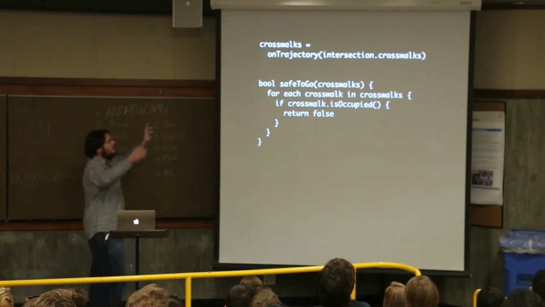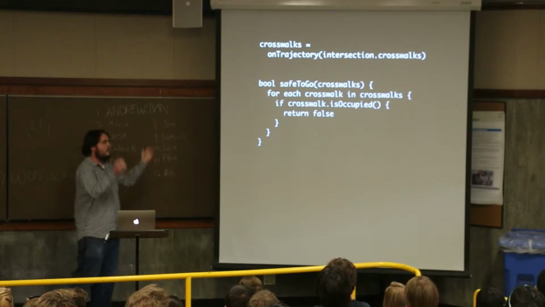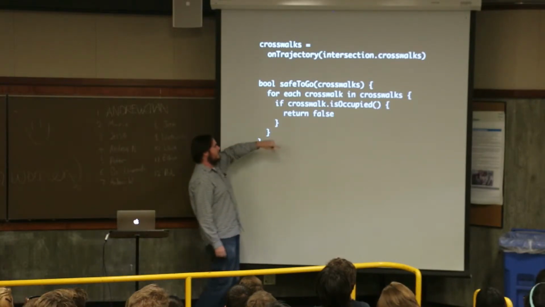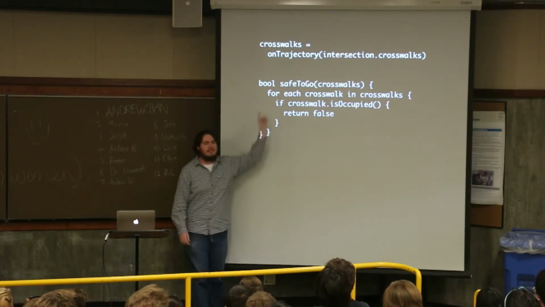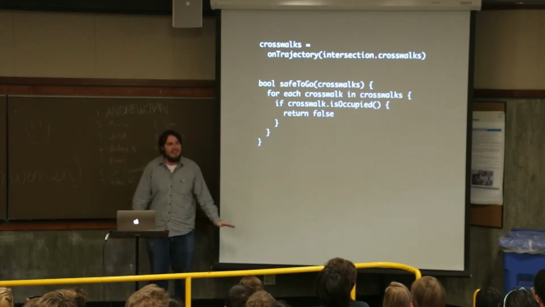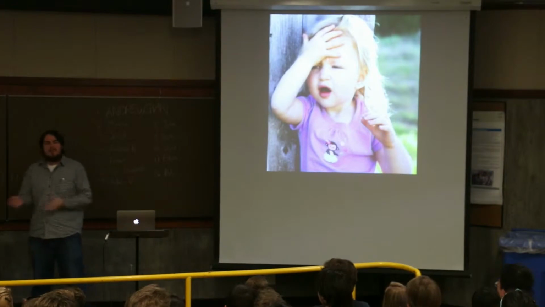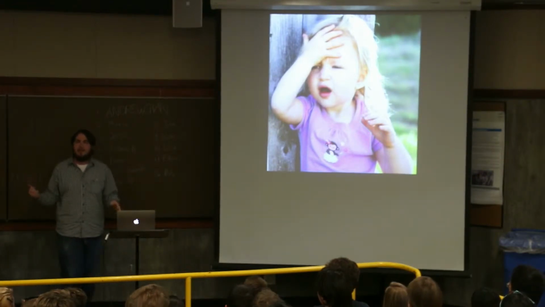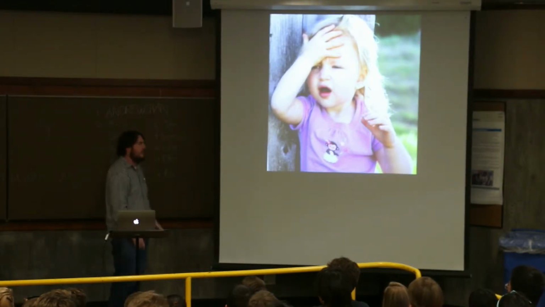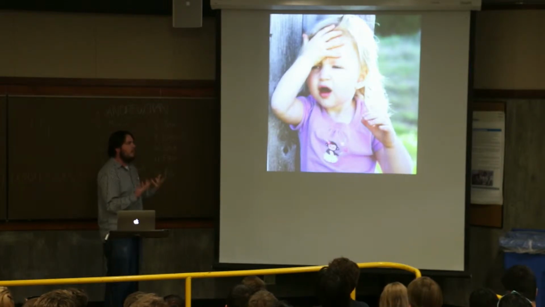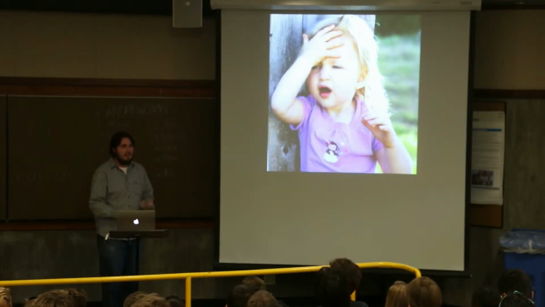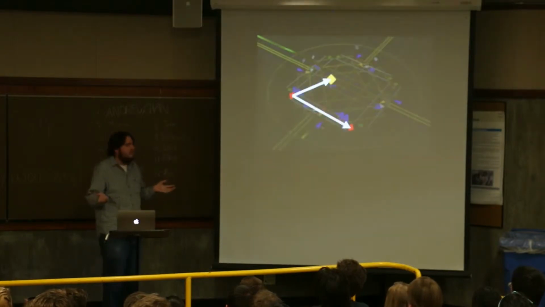So this is the pseudocode of what was going on here. We grabbed some crosswalks from the intersection, the ones that are on our trajectory. And then for each one of those crosswalks, if it's occupied, we'll know it's not safe to go. This is wrong, right? Because we don't care about crosswalks that are behind us. We only care about crosswalks that are in front of us on the trajectory. So we need to impart some knowledge into the car so that it will do something a little bit more sensible. Now, it's safe by default, I guess, which is good.